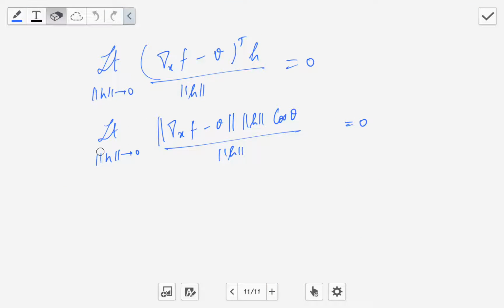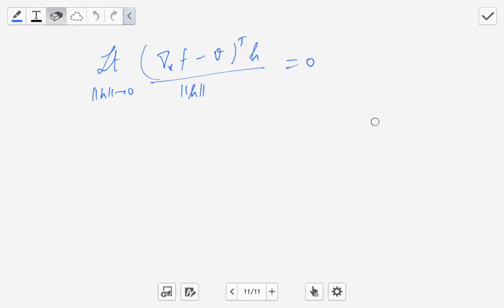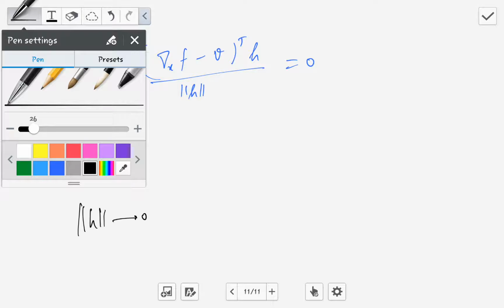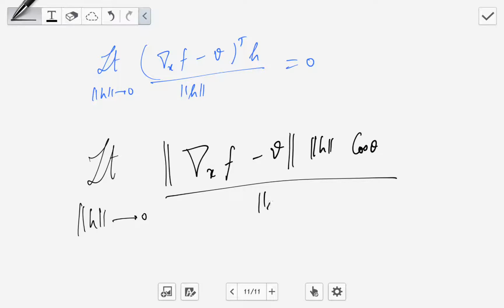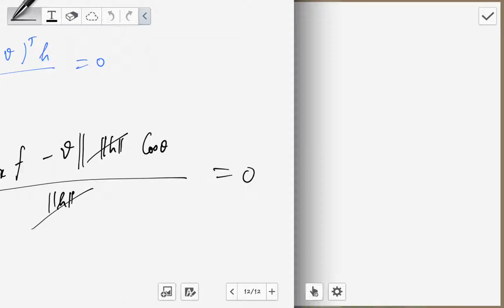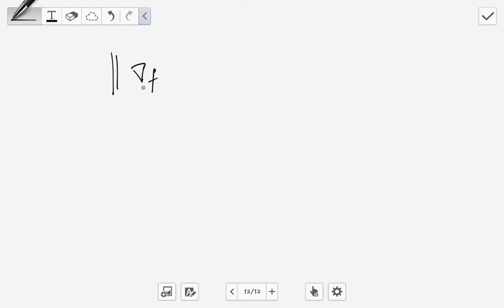Now what I am doing is we write this again over here. Then limit norm h tends to 0 of (∇f minus v) whole transpose h can be written as the norm of this into the norm of h times cos theta, which is the angle between them, because it is inner product. This is 0. Now cancel norm h on both sides. Now limit h tends to 0 is immaterial, because there is no more h.